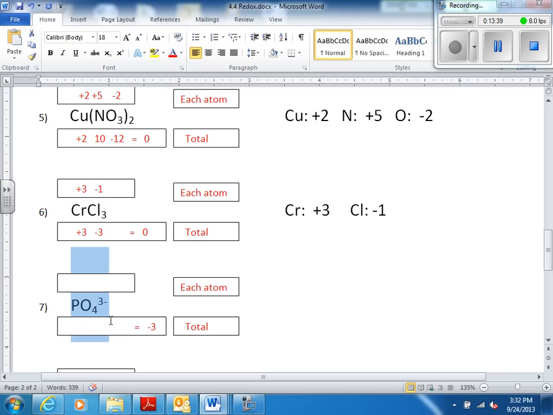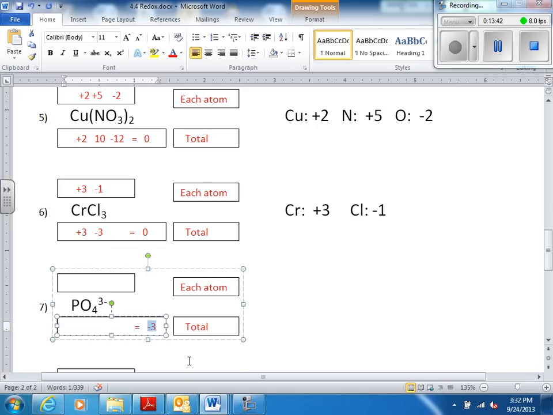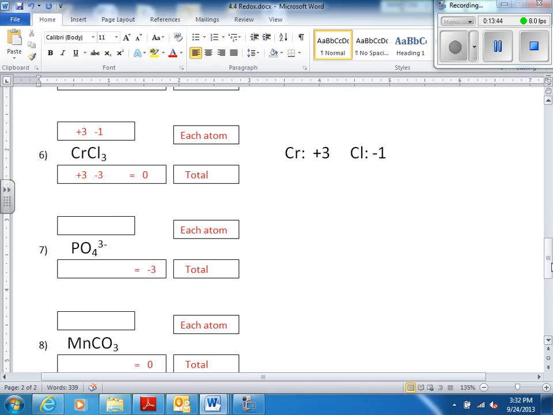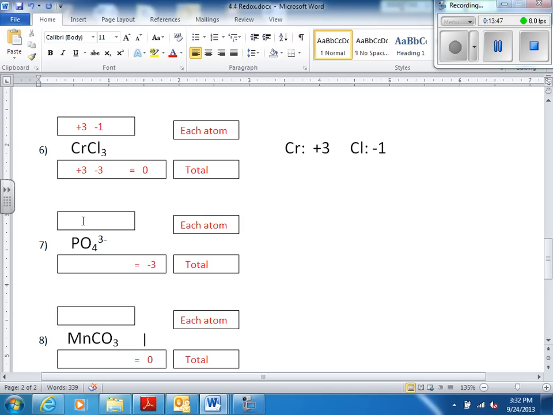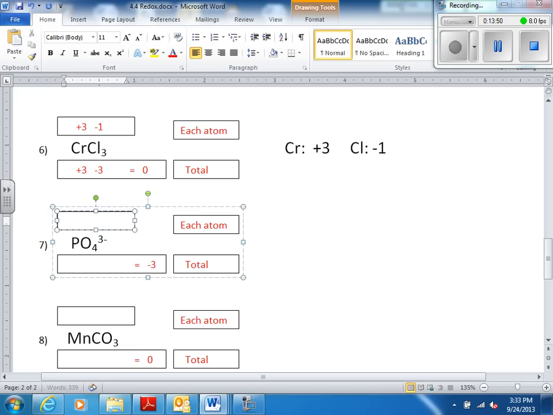Okay, we've got a polyatomic ion, so the total has to add up to -3 if you look at your rules. And you can pause these at any time and do them all on your own. You check your rules. Oxygens are always -2. I can't do the phosphorus yet. Let's see, I have 4 oxygens, so 4 times -2. The total on the oxygen is -8. And the total down here must add up to -3, therefore P must be +5. And I only have 1 P, so each P must be +5.